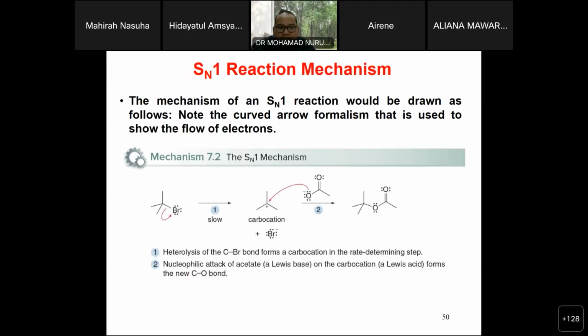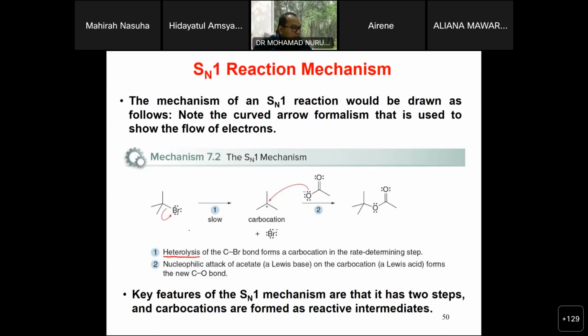Okay, next we go to SN1 reactions. We previously discussed SN2, so now we are going to SN1 reactions. The mechanism of the SN1 reaction will be drawn as follows. First, they are doing heterolysis. Heterolysis is breaking this bond. So they break this bond first, which is the slow reaction, and form the carbocation.